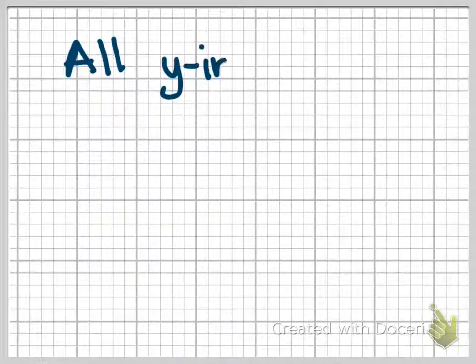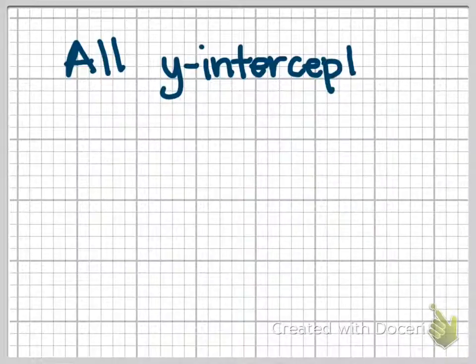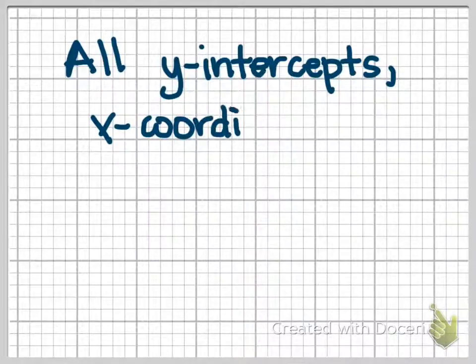Alright, all y-intercepts cross the y-axis. That's why it's called the y-intercept. And when it crosses the y-axis, the x-coordinate is going to be 0. That's because it's right on the y-line.